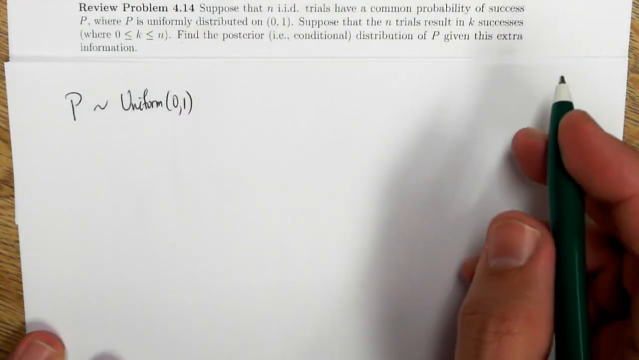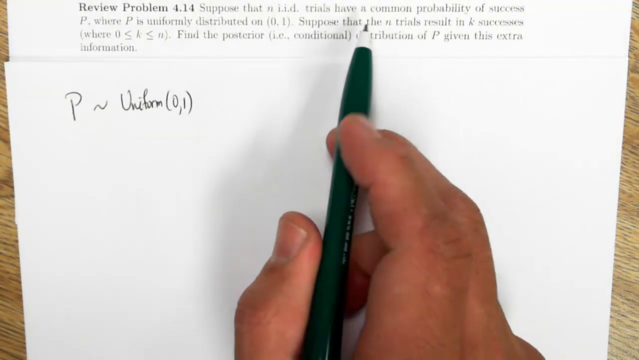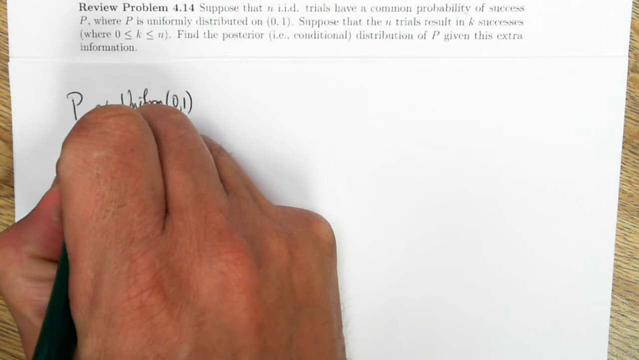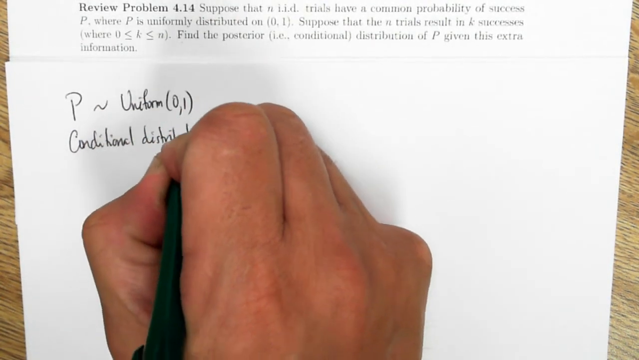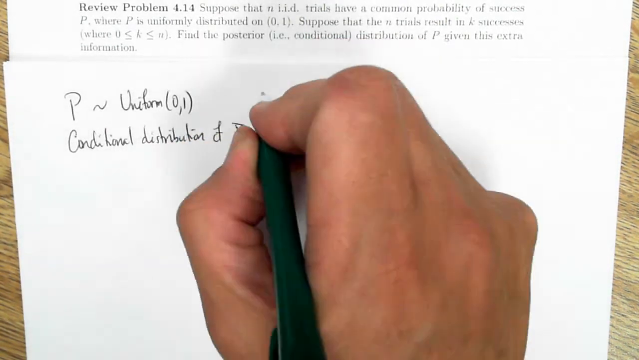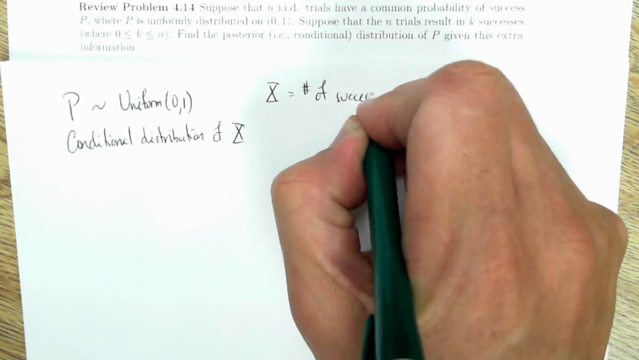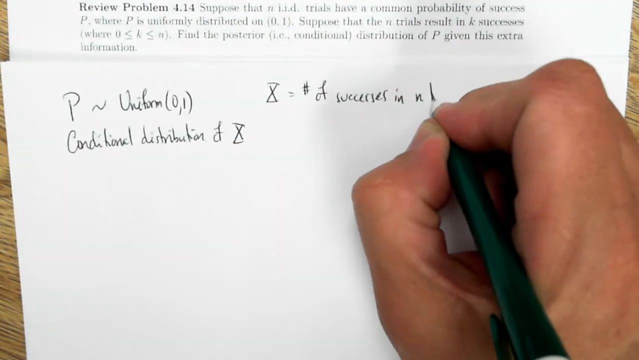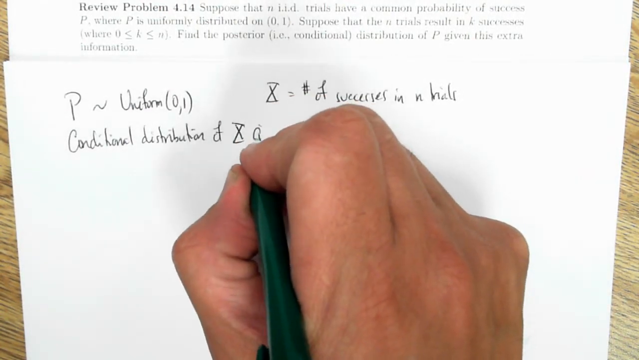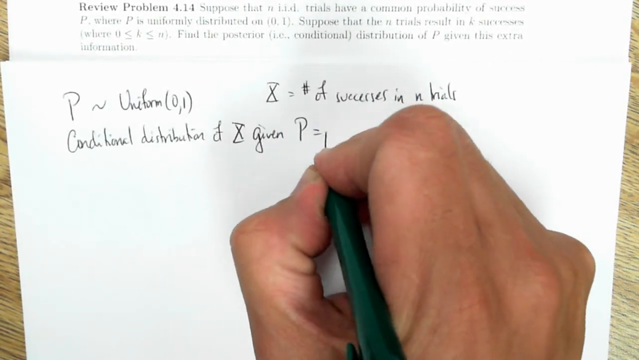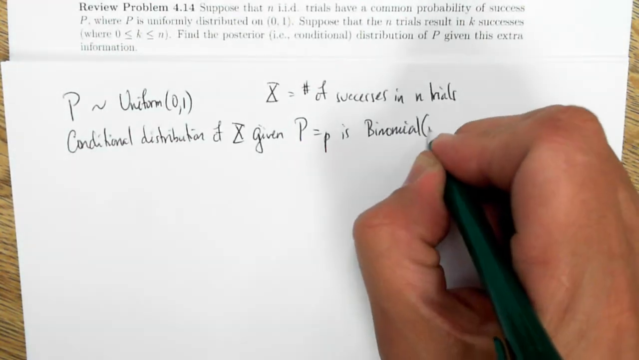And we are also given that we do something over and over again. And so the conditional distribution of x, where I should have said here, x is the number of successes in n trials. We're given that the conditional distribution of x, given that capital P is equal to little p, is binomial with parameters n and p.